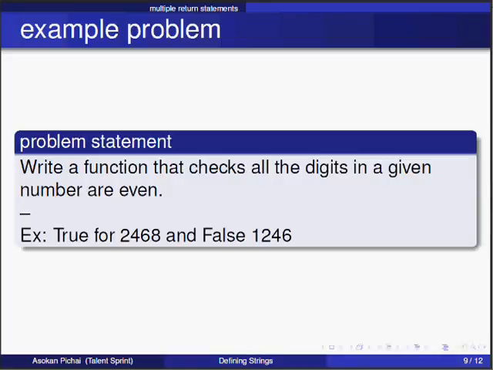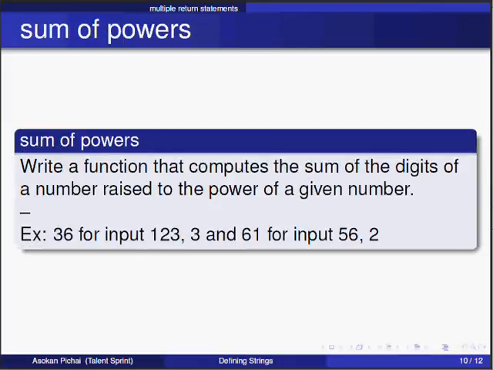I assume you have solved the problem before we proceed further. Let us solve this problem. We have to write a function that takes two arguments. One is the number and the second is the power it should be raised to, and we should return the sum of each digit raised to that power. For example, for 123, 3 we need 1 cube plus 2 cube plus 3 cube, which is 36. For 56, 2 we return 5 square plus 6 square, which is 61.